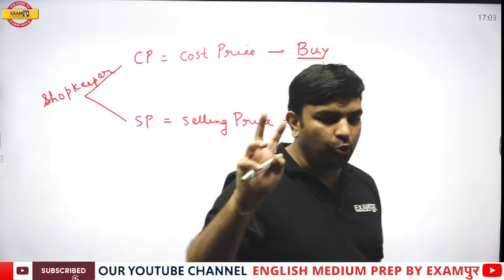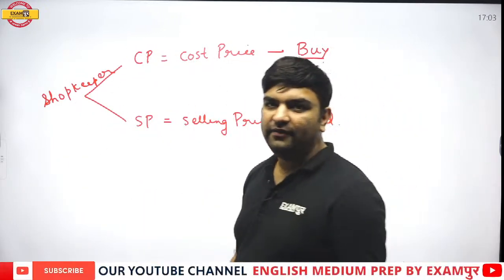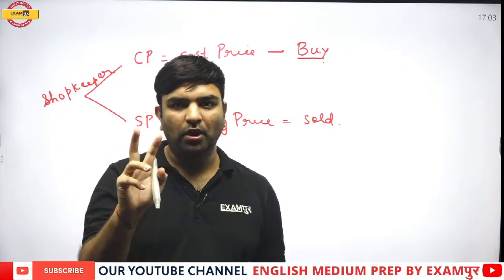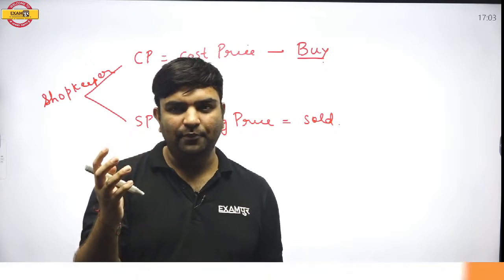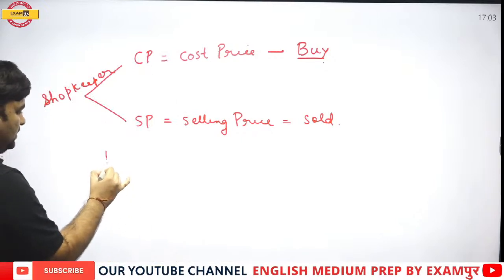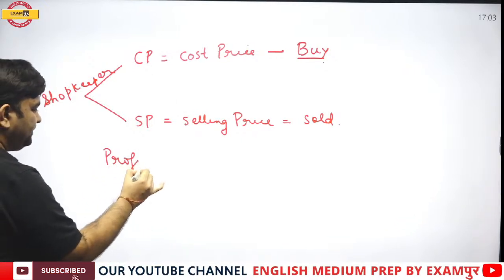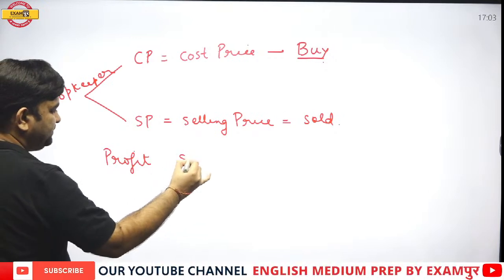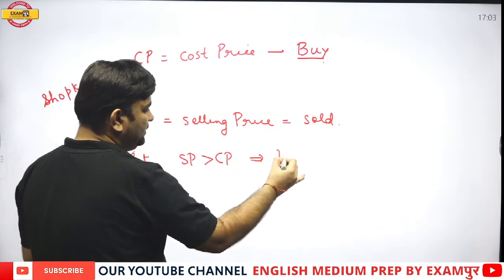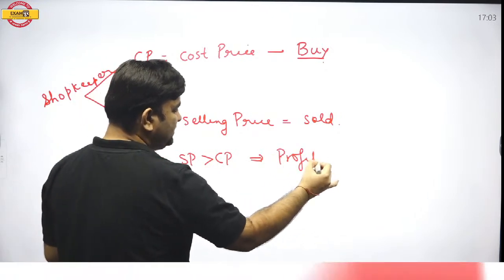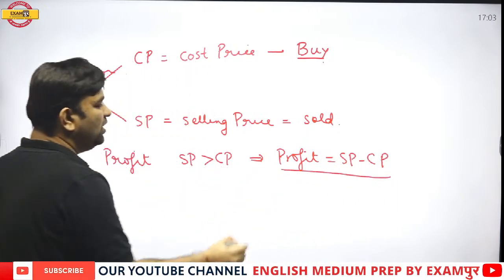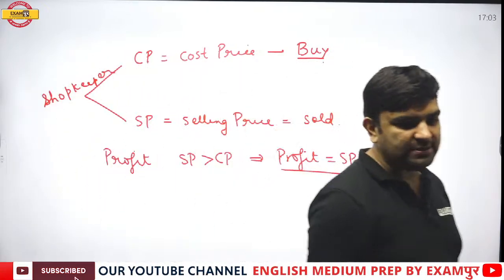SP. Two cases are possible. Either he will have profit or he will have loss, or no profit, no loss. When does profit happen, guys? Profit happens when SP is greater than CP. And the value of the profit is the difference of SP and CP.